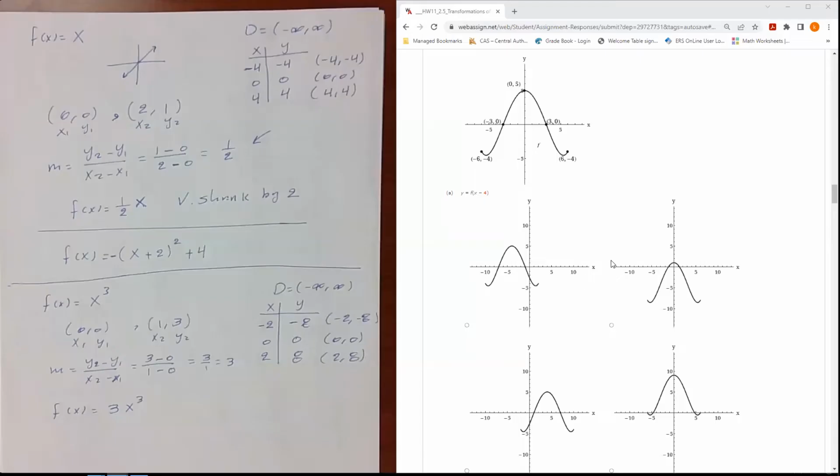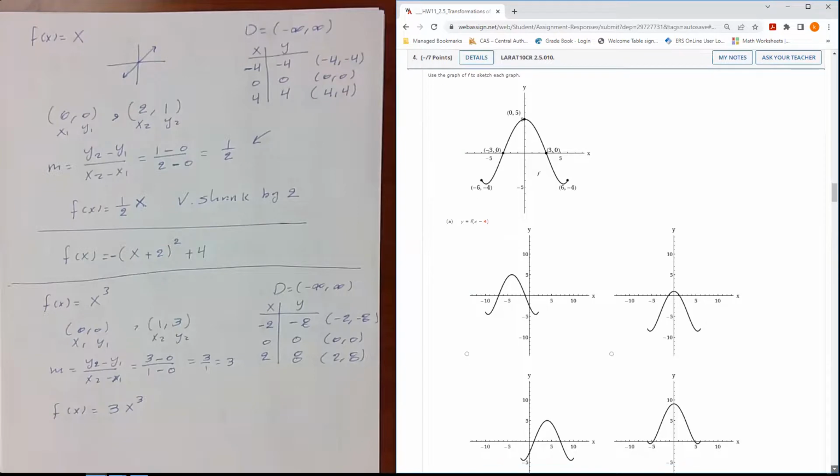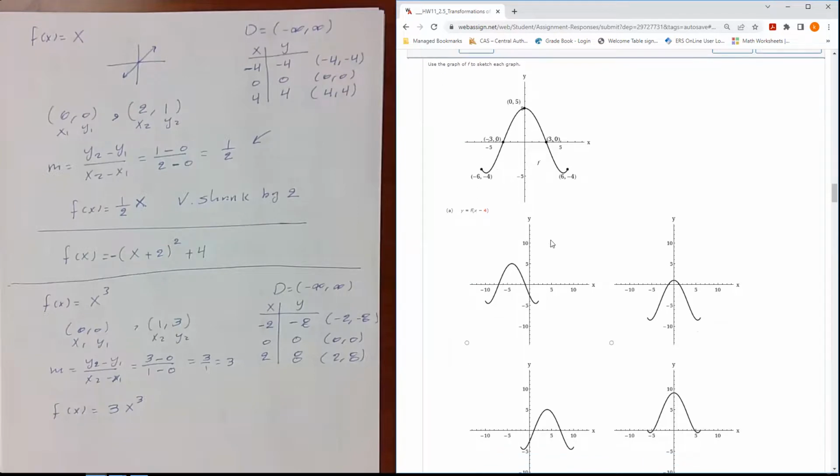Let's go back to example 4, because examples 4, 5, 6, 7 are going to be solved the same way, just with different shapes. So example 4, let's check. Here is the basic graph. Now we have to find the new graph if you have y equals f(x minus 4). That means minus 4 inside the basic function, so it's going to be shifted to the right.